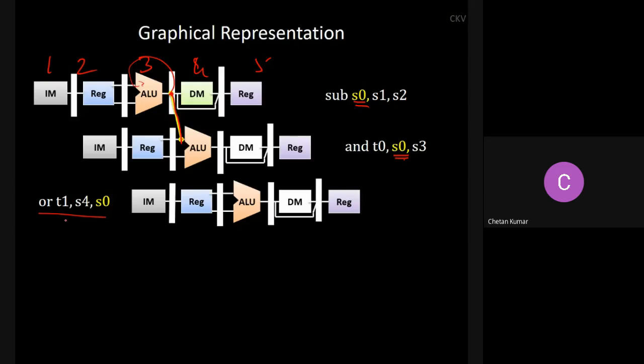Now, what about this? How do I solve the hazard with respect to this instruction?